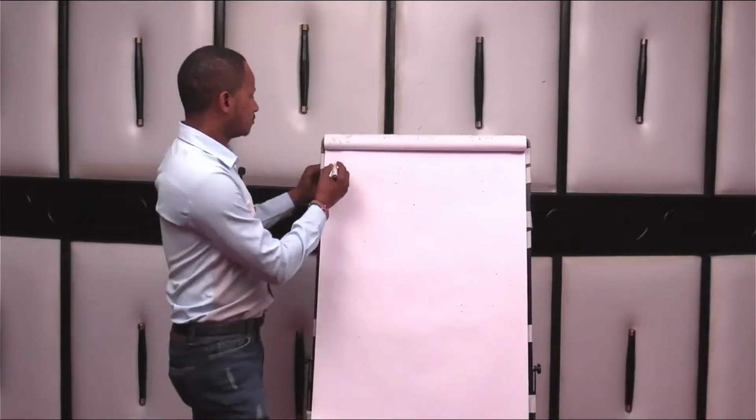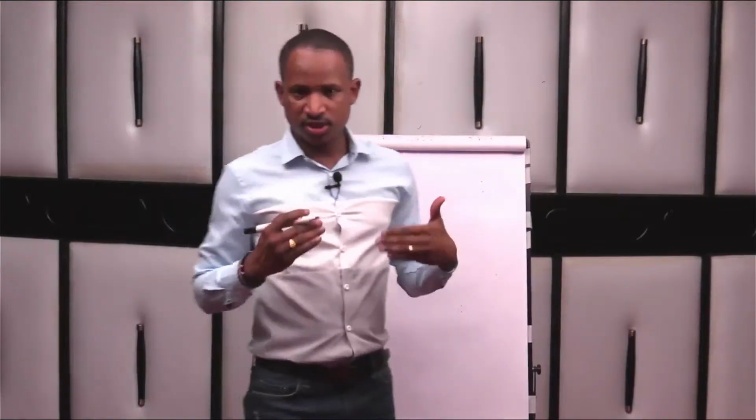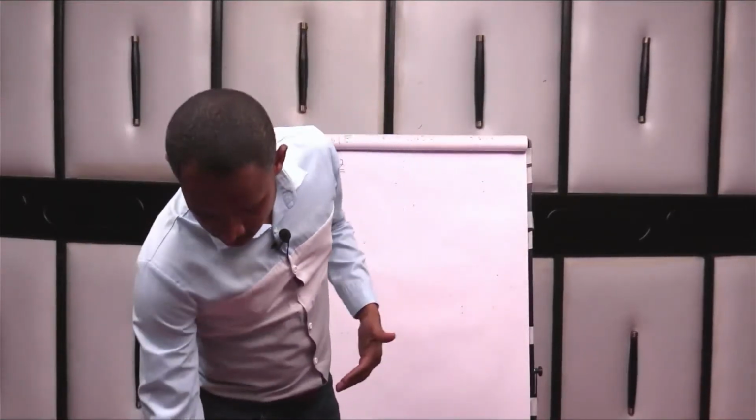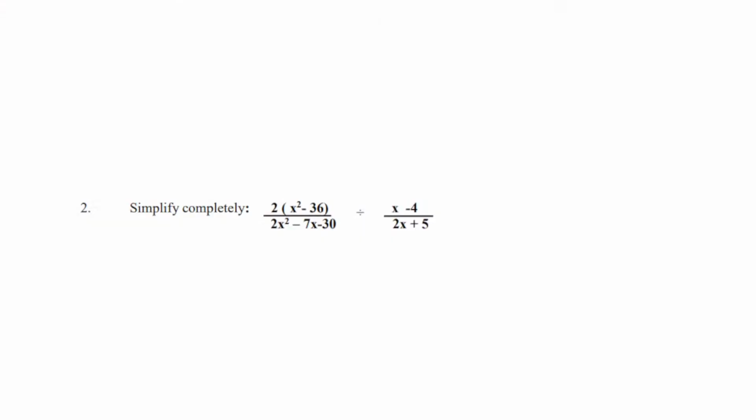Question number 2. As Form 4s, I'll try to move with a little speed so that at least we save some time. So question number 2, simplify. Remember, you are told to simplify completely. 2 into x squared minus 36 divided by 2x squared minus 7x minus 30 divided by x minus 4 over 2x plus 5.